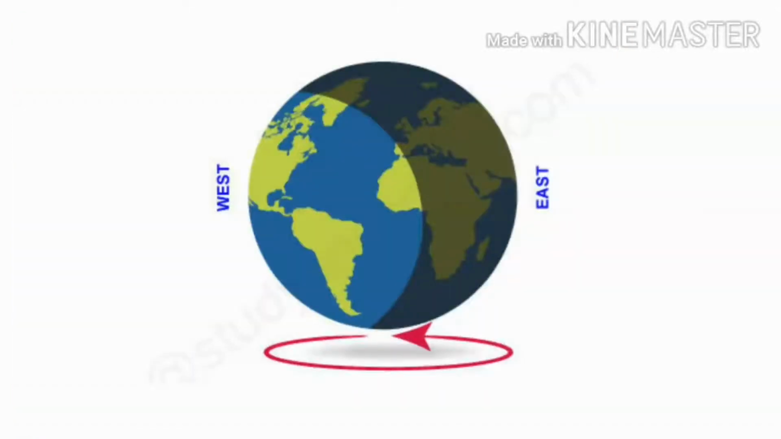As the direction of the rotation is from west to the east, it appears that the sun rises in the east. It is only because of the rotation that almost all parts of the earth receives sunlight once every 24 hours.